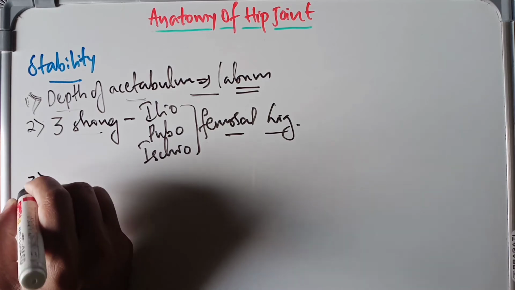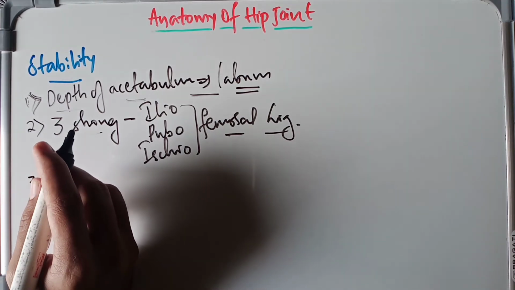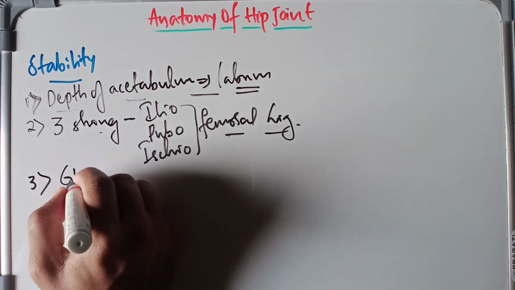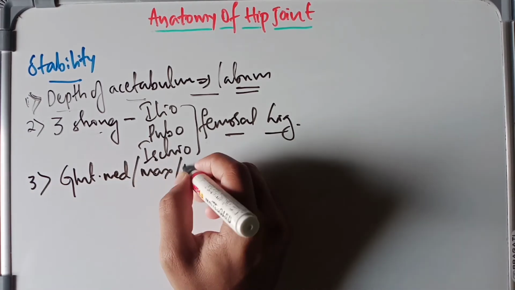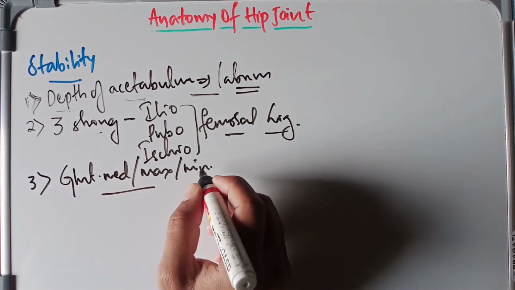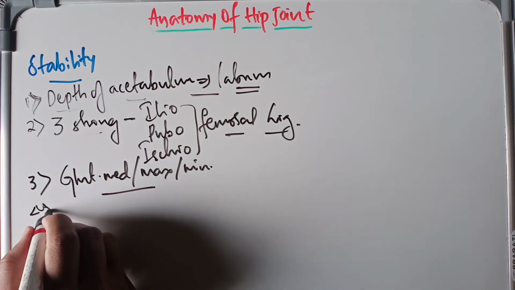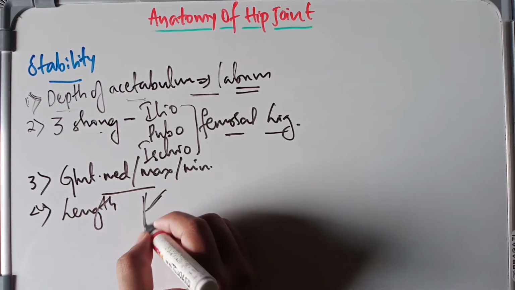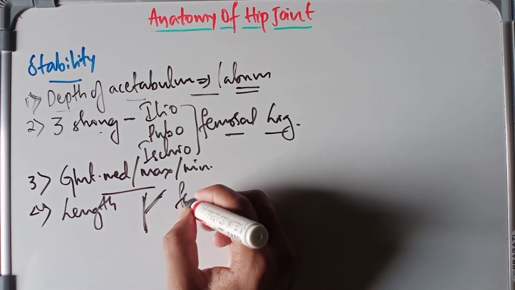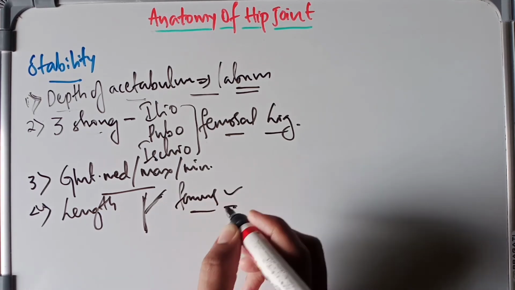The next surrounding structures are the strong surrounding muscles, which include the gluteus medius, the maximus, and the minimus. They all help in the stability of the hip joint as well. And also we have the length as well as the oblique structure of the femur. They also help in the stability of the hip joint.